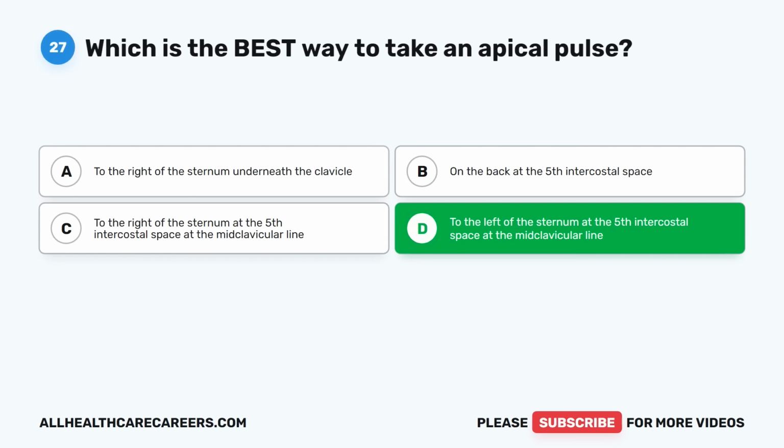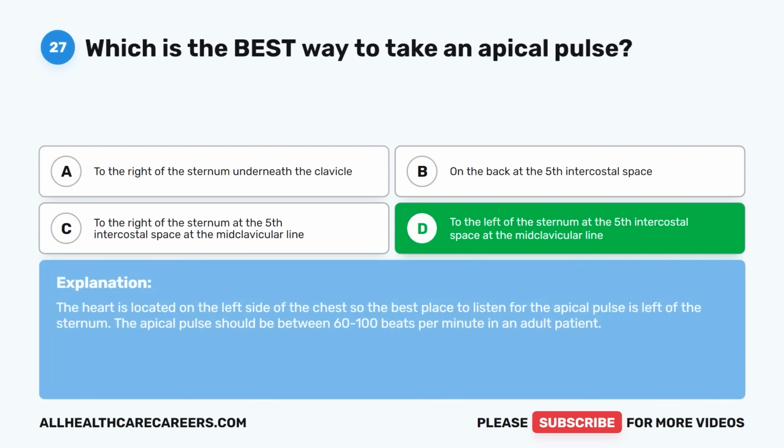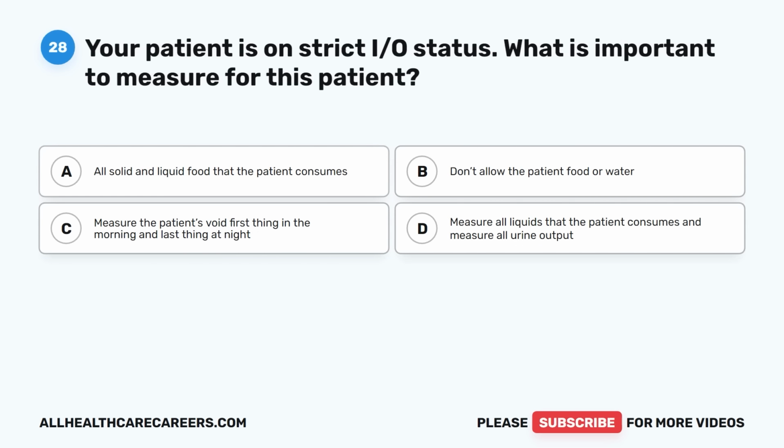To the left of the sternum at the 5th intercostal space at the midclavicular line. The heart is located on the left side of the chest, so the best place to listen for the apical pulse is left of the sternum. The apical pulse should be between 60 to 100 beats per minute in an adult patient.